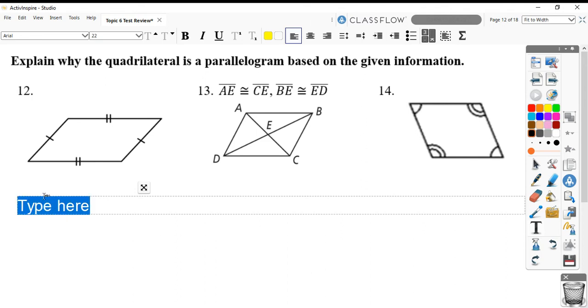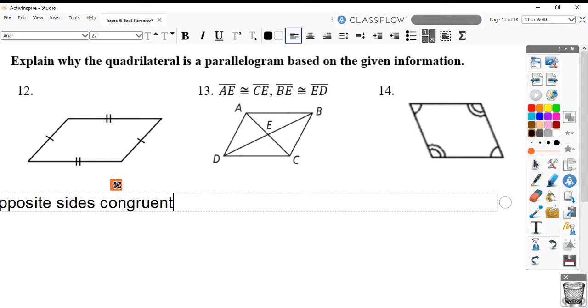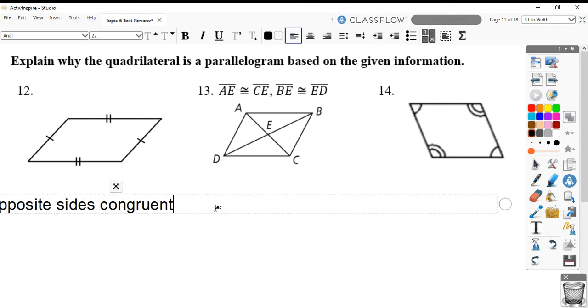When we look at this first one, we can tell that the opposite sides are congruent to each other. We've got two marks on the top and bottom, and one mark on the left and right sides. In our properties of parallelograms from those notes, it said that opposite sides are congruent. So that's what we put down right there. That one's got opposite sides congruent.